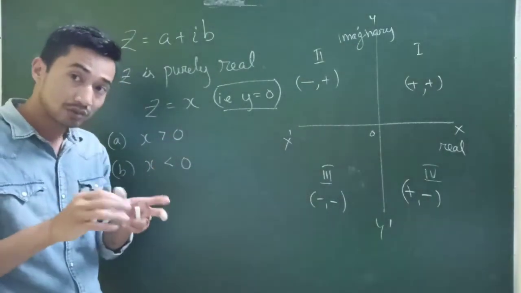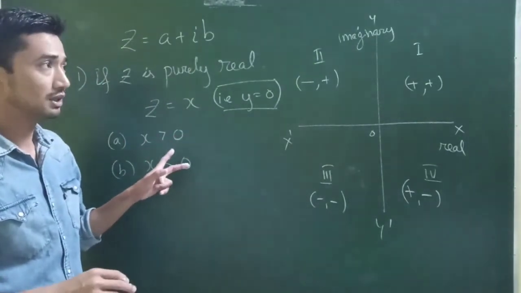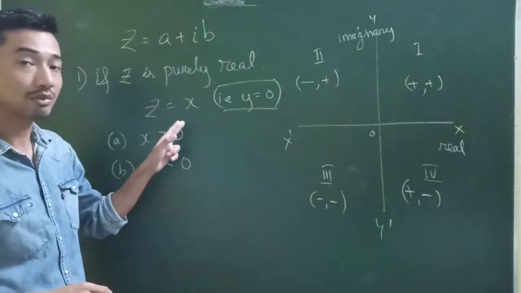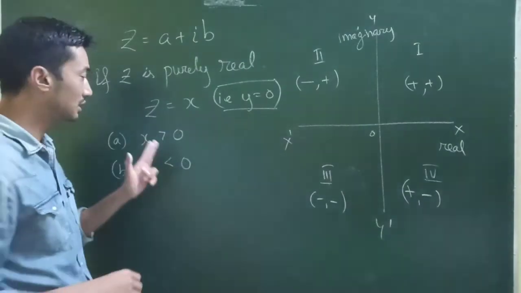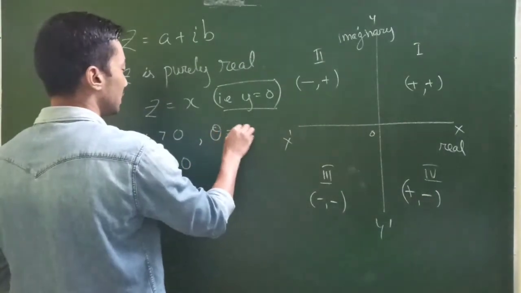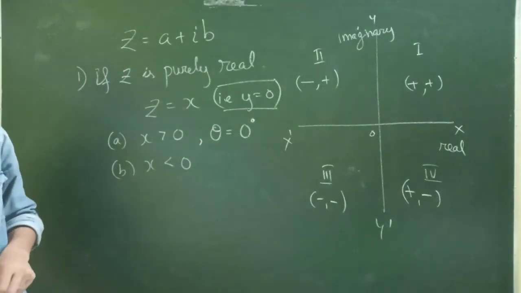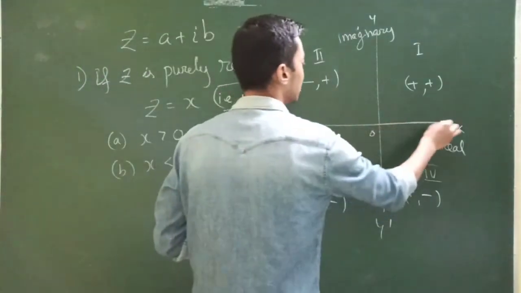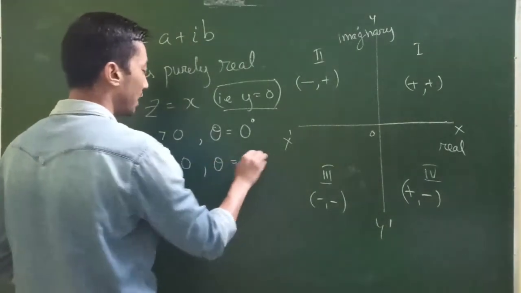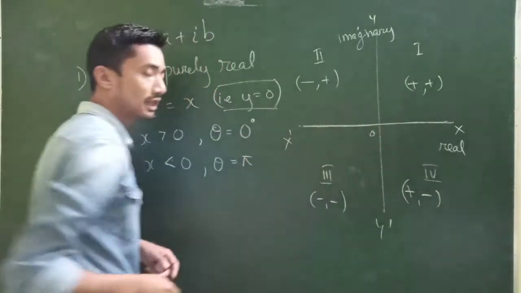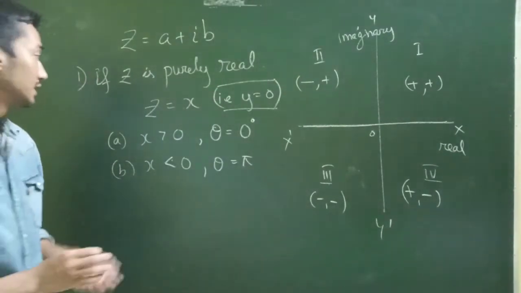Now, it's very simple. Listen to it. Please write down the notes also. Whenever x is greater than 0, that means whenever the pure real complex number has the value of x greater than 0, there's no need to calculate the value of theta, the argument will be 0 degrees. Okay, the argument will be 0 degree. When x is less than 0, then the argument will be pi, that is 180 degrees. Alright, this was the first case.